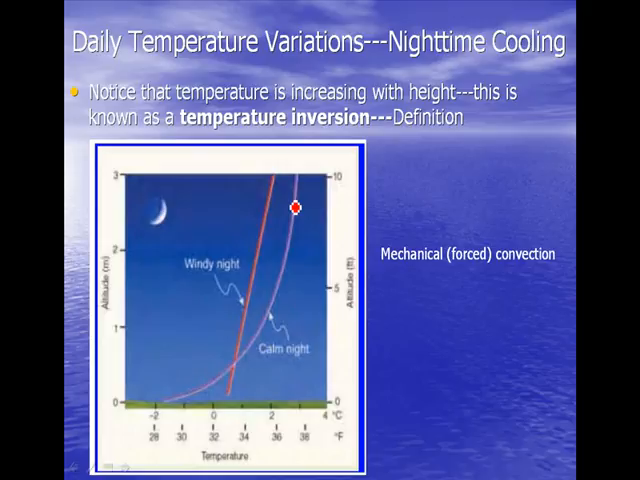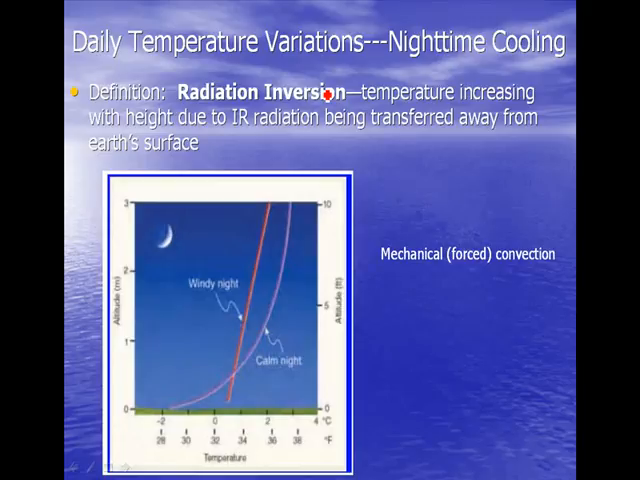Now, I've been talking about temperature increasing with height. There's an actual term for this. It's called a temperature inversion. And in fact, when that temperature inversion is caused by infrared radiation being emitted from the ground in terms of long wave energy, we term this a radiation inversion. So temperature is increasing with height because the surface is losing its energy in terms of long wave radiation, and so it begins to cool.